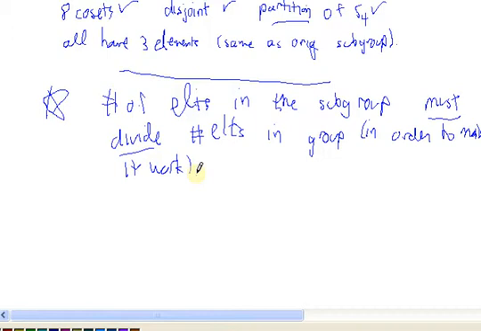Think about it. It's just a counting thing. Suppose you have 24 oranges and you want to divide equally among 4 people. Well, 4 must divide 24. You can't possibly divide 24 equally among 5 people. So in this case, when we want to divide the elements in a group into cosets, and each coset has the same number of elements, that means the number of elements in the coset must divide the number of elements of the group. Okay? So this is called Lagrange's theorem.